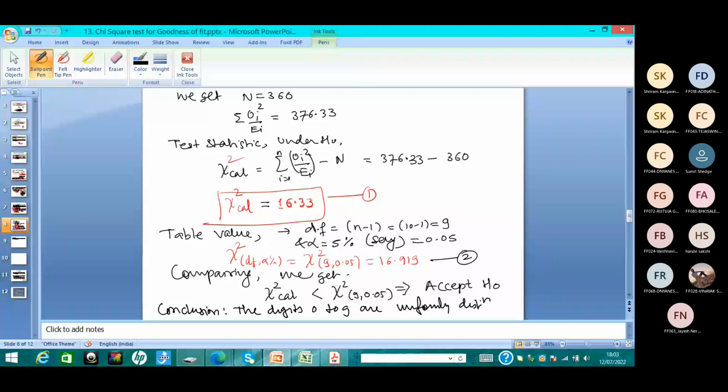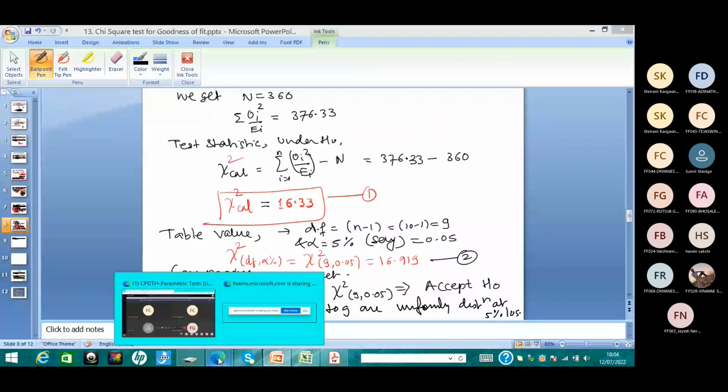It may not be the same case for other levels of significance. At other levels of significance it can be accepted or rejected. So just close your mind, close your eyes and revise the process I have discussed to you. And we'll go to the next problem.